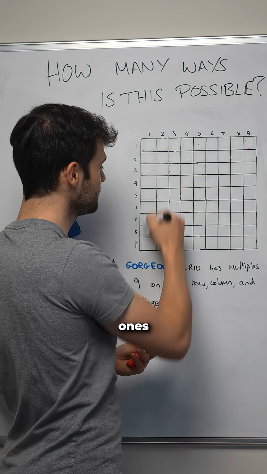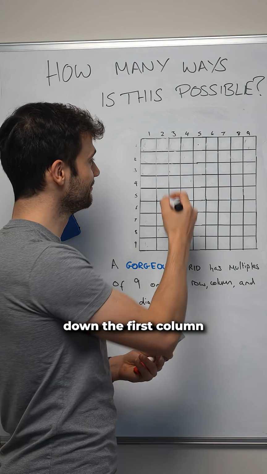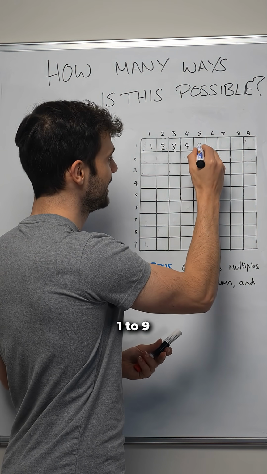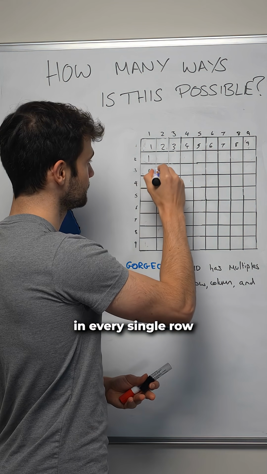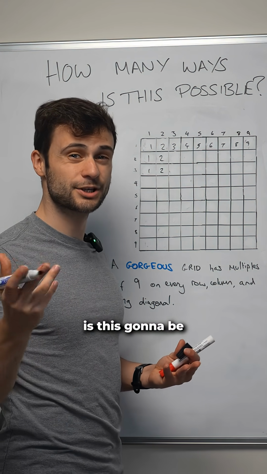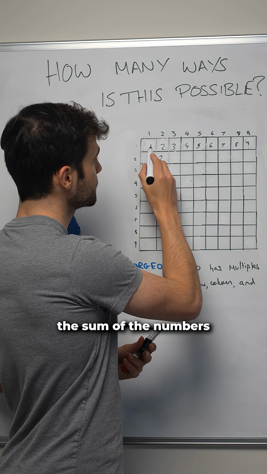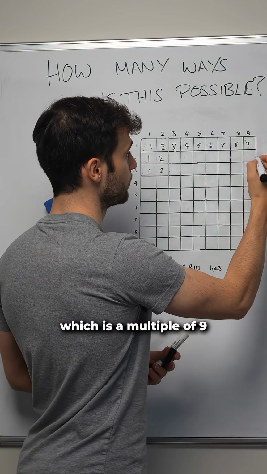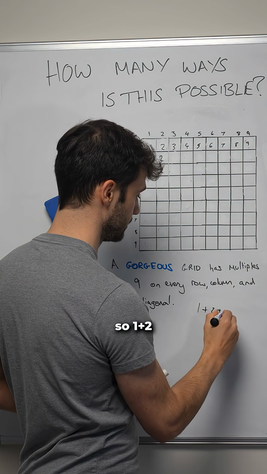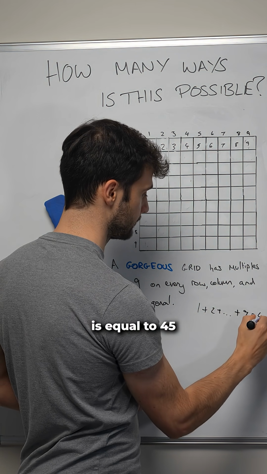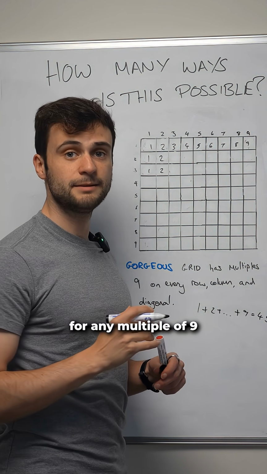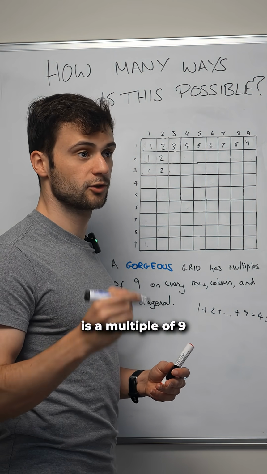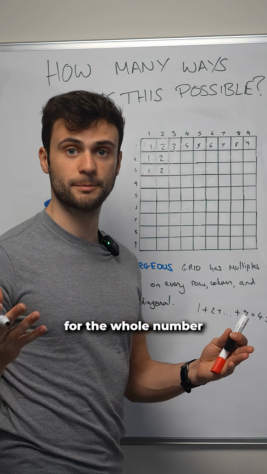What if we just had 1s all the way down the first column, and then 2s all the way down the second column? So we just went 1 to 9 in every single row. And we want to know, is this going to be a gorgeous grid? The sum of the numbers from 1 to 9 is 45, which is a multiple of 9. So 1 plus 2 up to 9 is equal to 45. And we know that for any multiple of 9, we just need to check the digit sum is a multiple of 9 for the whole number to be a multiple of 9.